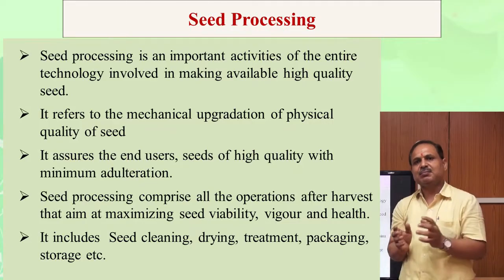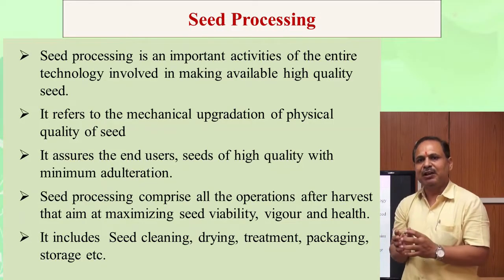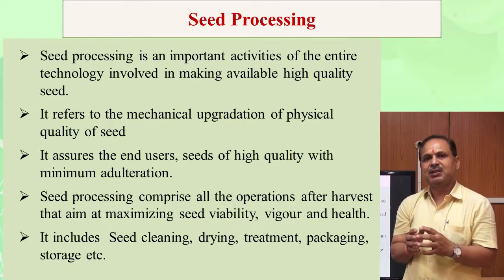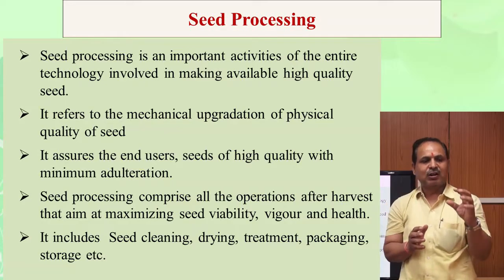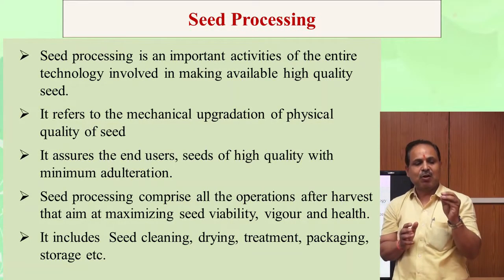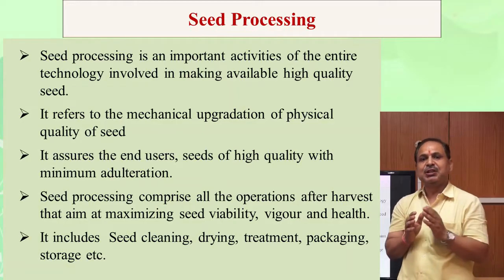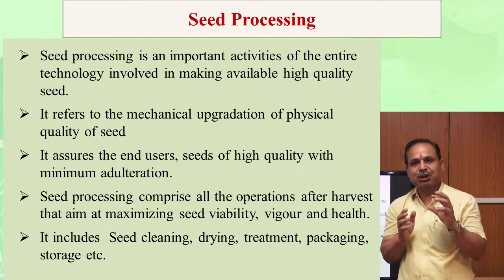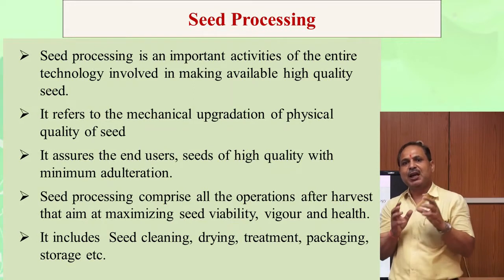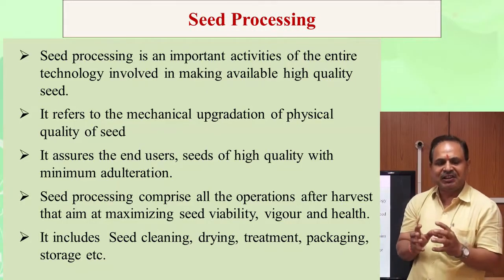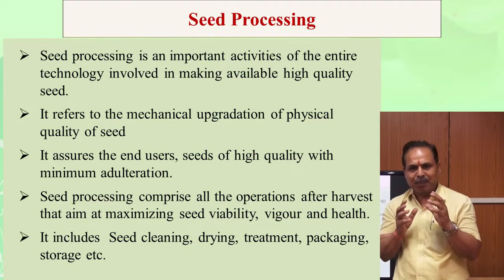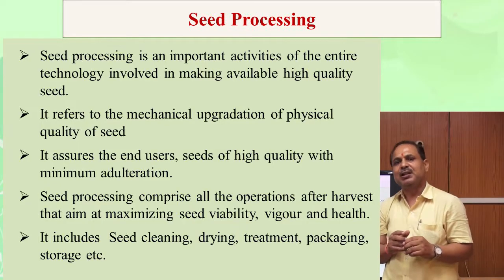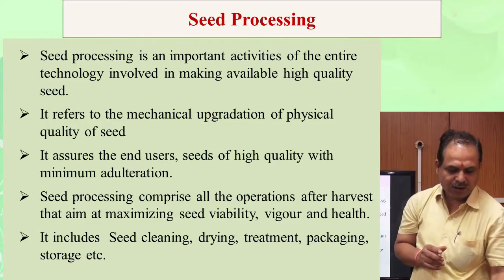Before harvest, there are some activities carried out in the field, but after harvesting, the post-harvest activities are done in the lab or in the processing plants with the objective to maximize seed viability, seed vigor, and seed health. The entire process of seed processing includes cleaning, seed drying, seed treatment, packaging, and lastly, storage of the seeds, which is also very important for getting good quality seed.